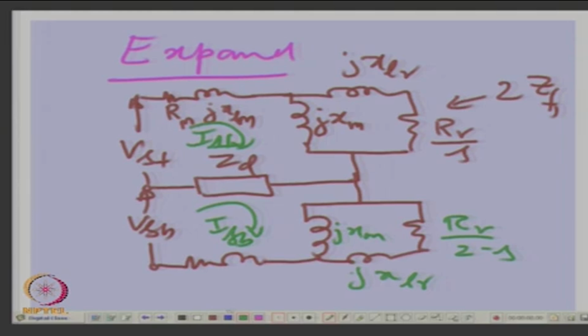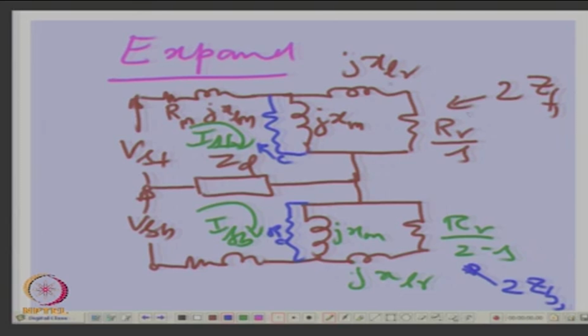Because sometimes people also add some resistances here. Why? Core loss corresponding to the forward flux and core loss corresponding to the backward flux. That is what they do. Now, I think this will be twice ZB, is not it? I hope you understand that the factor 2 is suitably accounted for. Ultimately, it is the same parameters.